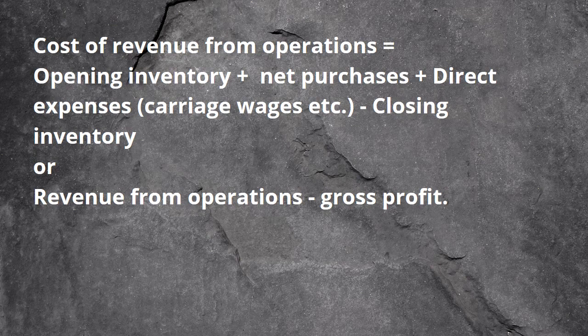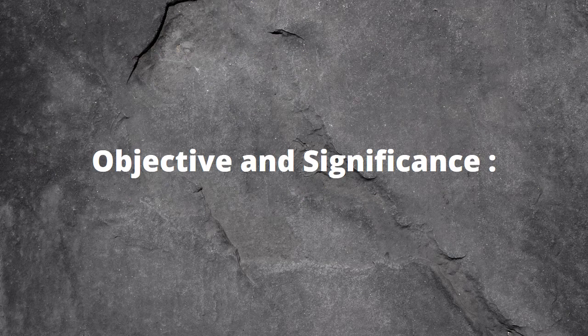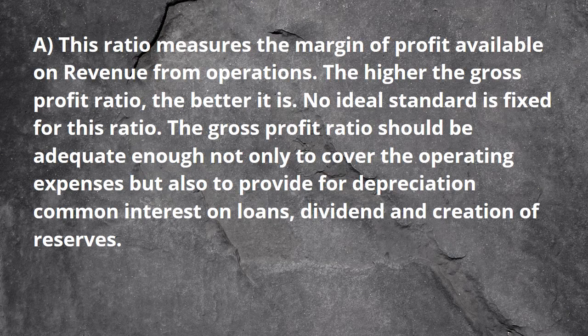or revenue from operations minus GP. These two methods are given to you to find cost of revenue from operations. Objective and significance. In this ratio, what will happen? It will measure the margin of profit available on revenue from operations, meaning on how many rupees of sales the margin of profit will be available.